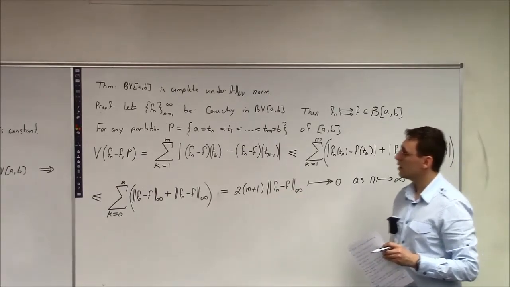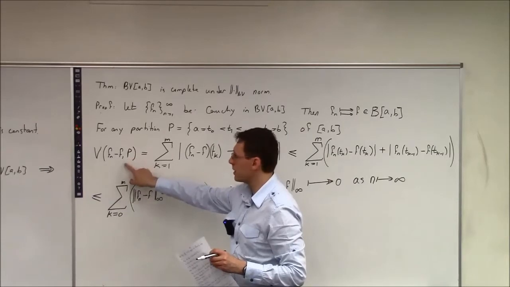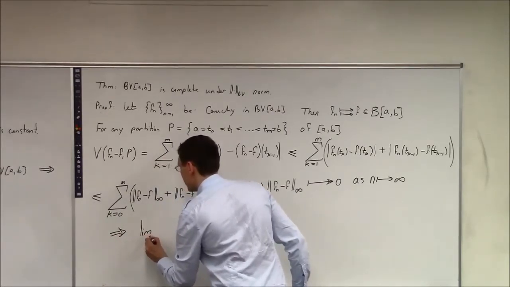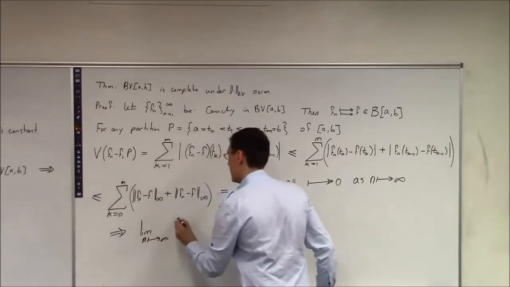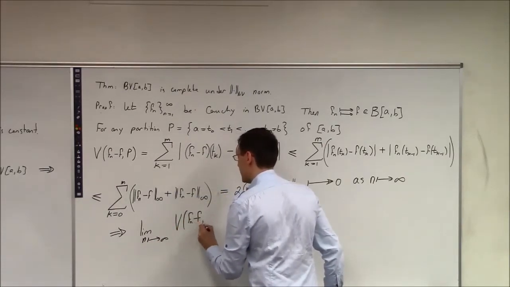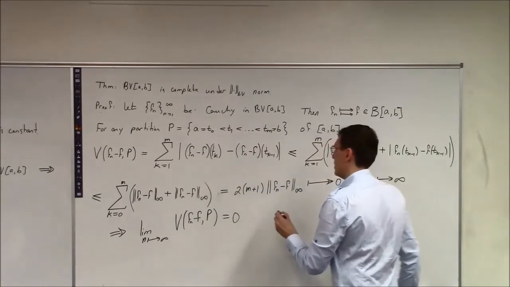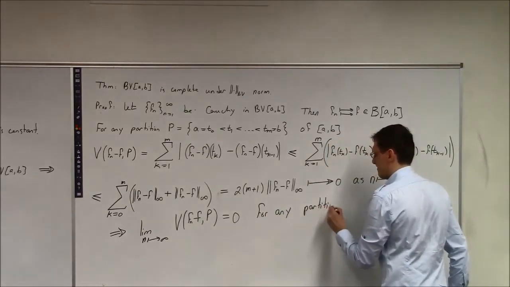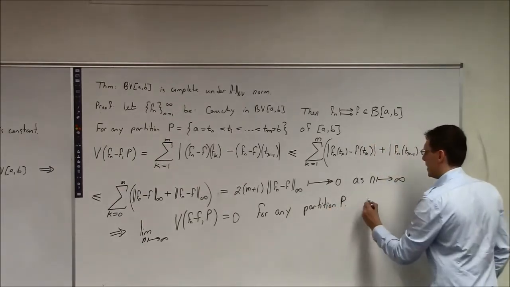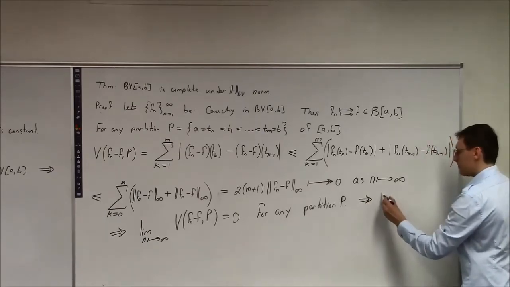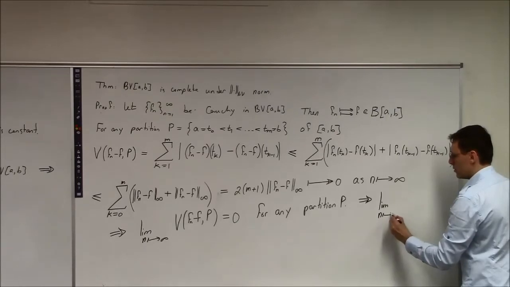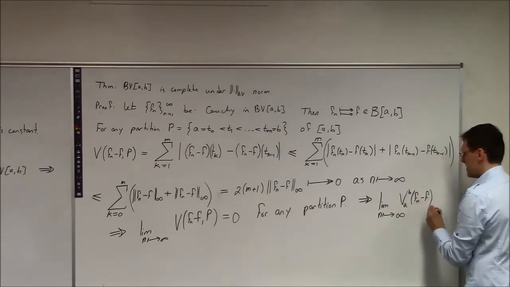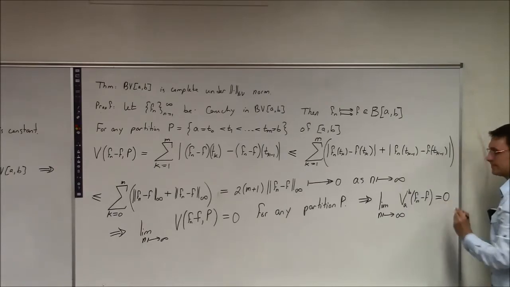It goes to 0. Now notice that for this fixed partition, we actually sum only m times. So the consequence is that the limit as n goes to infinity of V(f_n minus f, P) is equal to 0 for any partition P, and that implies that the limit as n goes to infinity of the total variation of f_n minus f has to be 0 as n goes to infinity.